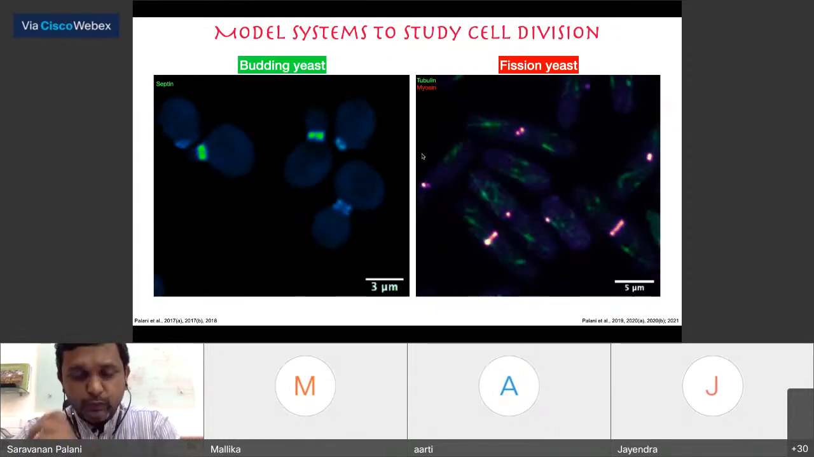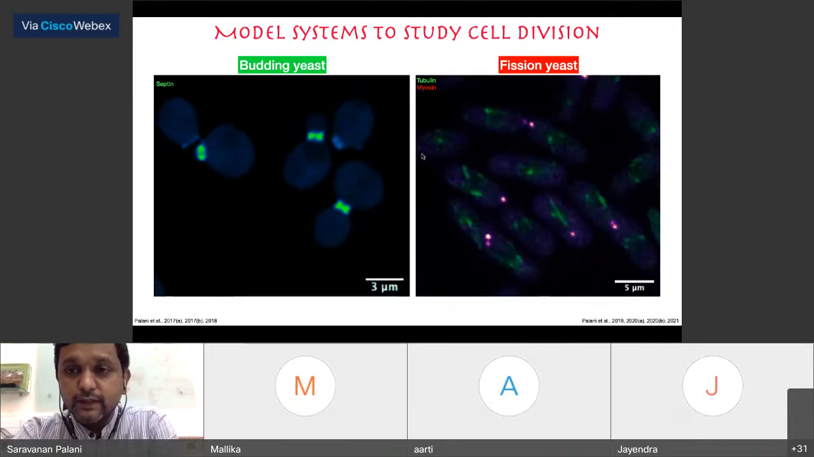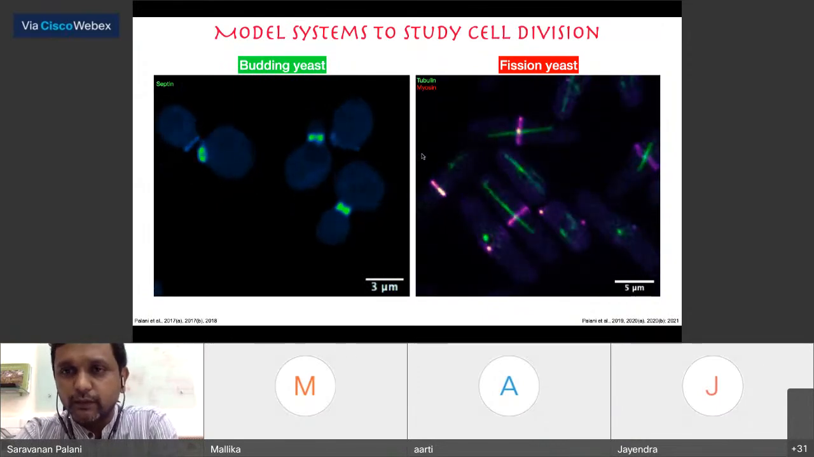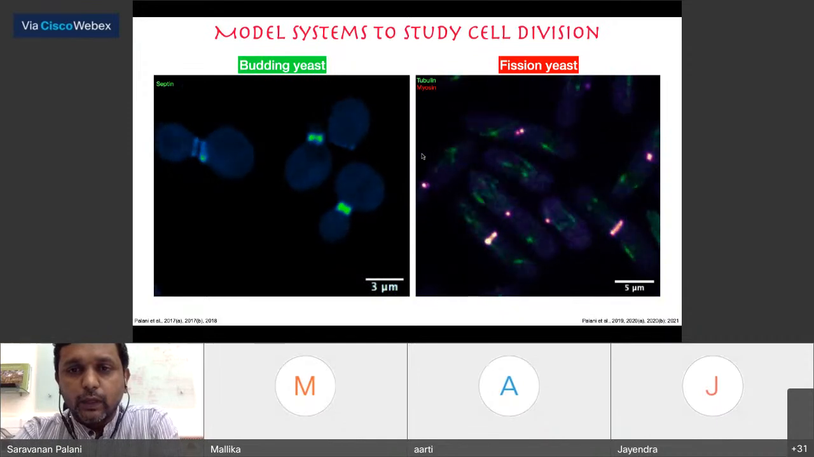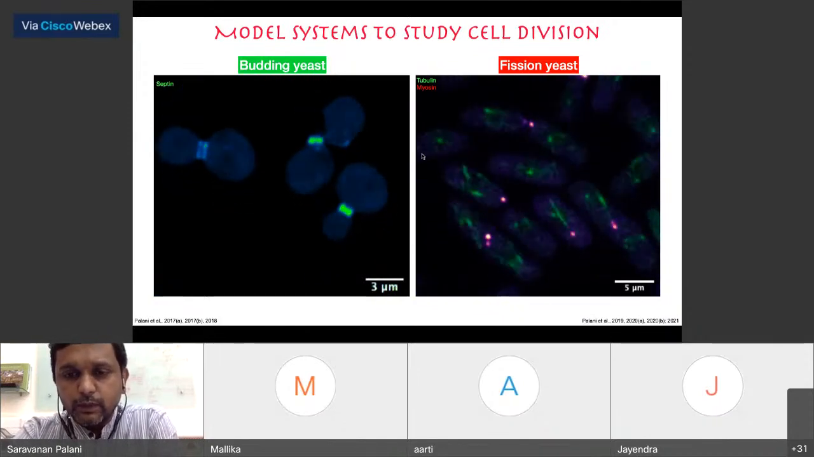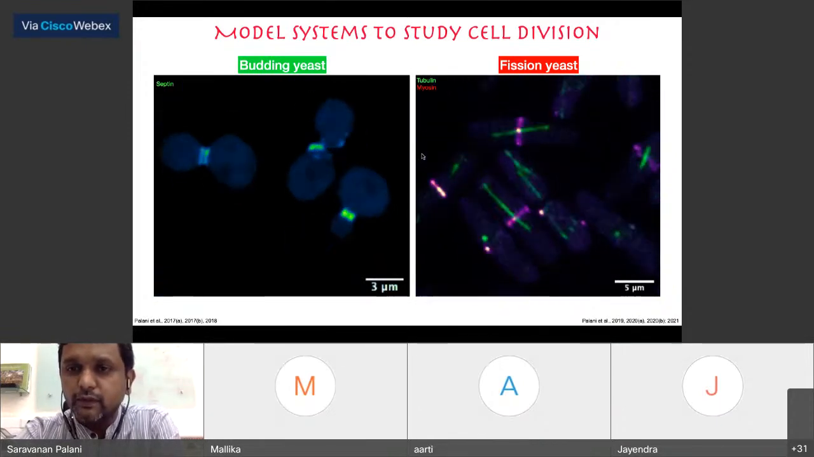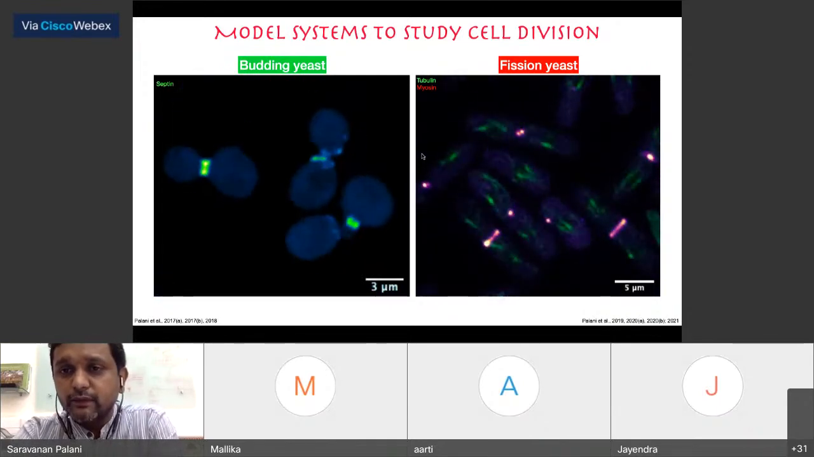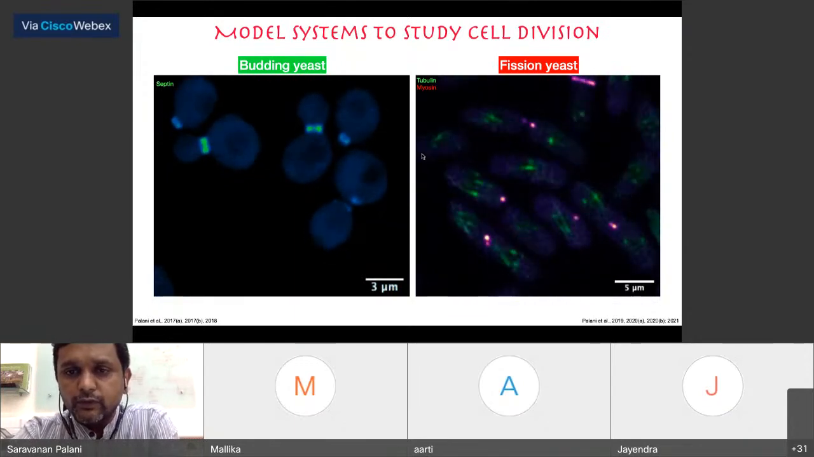I used budding yeast as a model system during my PhD to understand how the signaling mechanisms decide when the cell divides, right? Without the signaling mechanism, nothing happens inside the cell. Later I moved to Warwick, to Professor Mohan Balasubramanian's lab, where I used fission yeast as a model system to understand how the signals are taken up by the structural proteins and how they work at a single molecule level. So I worked on both budding yeast as well as fission yeast.